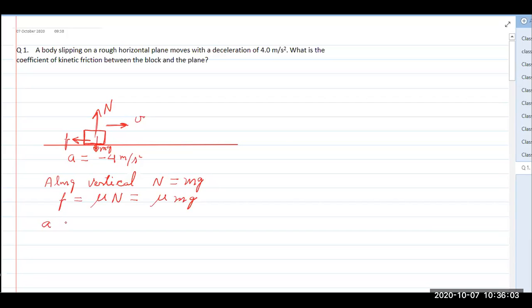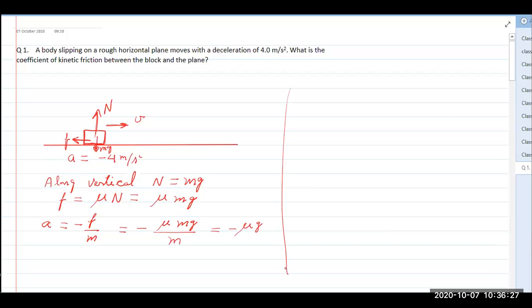Now what will be acceleration? So acceleration is friction by mass. The horizontal force by mass. There is only one horizontal force, that is friction. Friction by mass, if you do, we are going to have minus mu mg by m. Why we have put minus? Because friction is opposing the motion, that's why. So minus mu g. Okay.